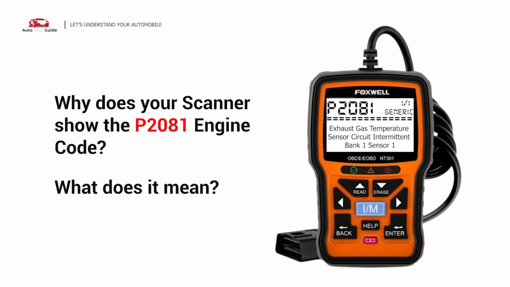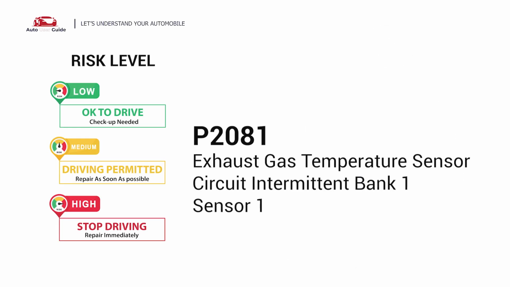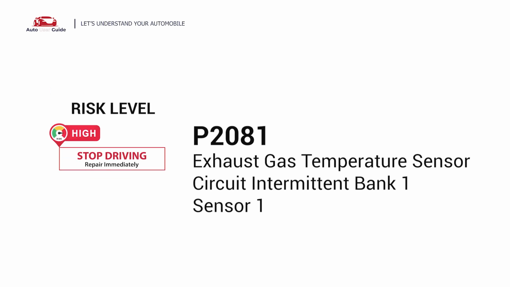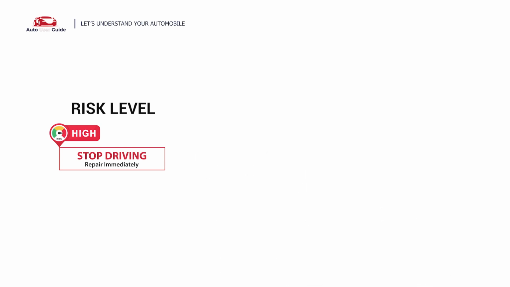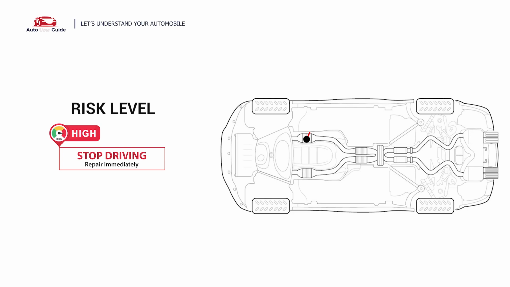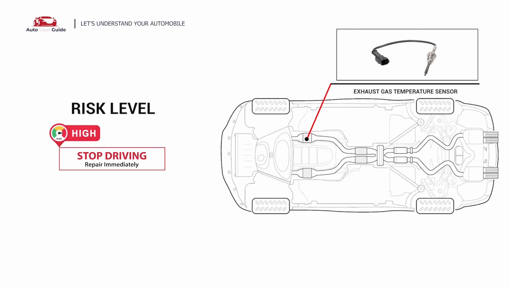Why does your scanner show the P2081 engine code? What does it mean? P2081 is a diagnostic trouble code for exhaust gas temperature sensor circuit, intermittent, bank 1, sensor 1. This engine code indicates that there is an issue with the exhaust gas temperature sensor circuit for bank 1, sensor 1. This means the ECM is detecting an inconsistent or erratic voltage signal from the sensor. Under this circumstance, stop driving and repair your vehicle immediately.